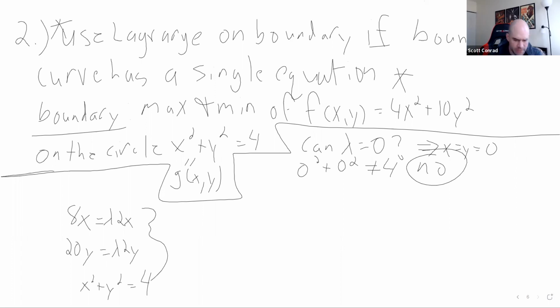OK, so 8x equals lambda times 2x, 20y equals lambda times 2y. So let's look at this first equation. Let's get everything on one side, and then let's see what this says about x or lambda. So let's simplify this guy. We can pull out 2x, so 2x times (4 minus lambda) is equal to 0.